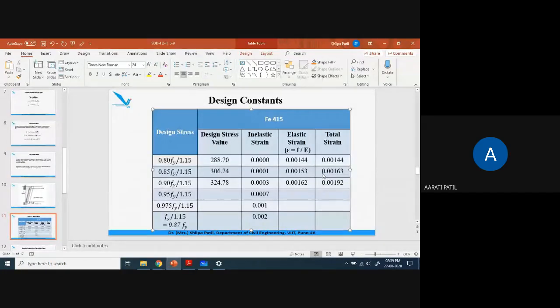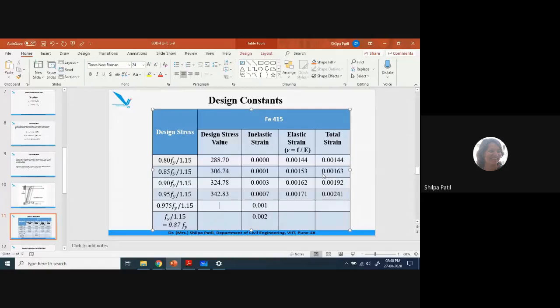342.83. Okay. Elastic strain. 0.00171. Correct. Total strain. 0.00241. Okay. Correct.